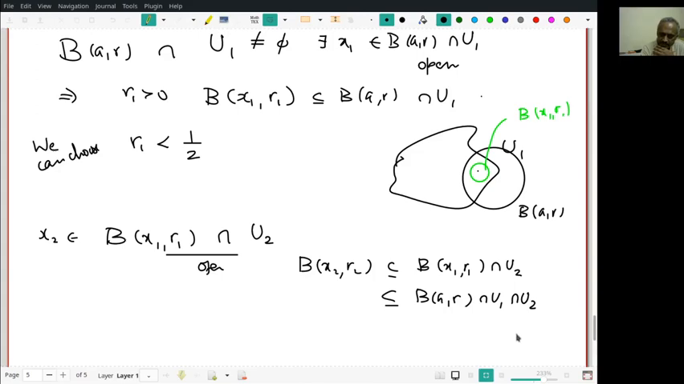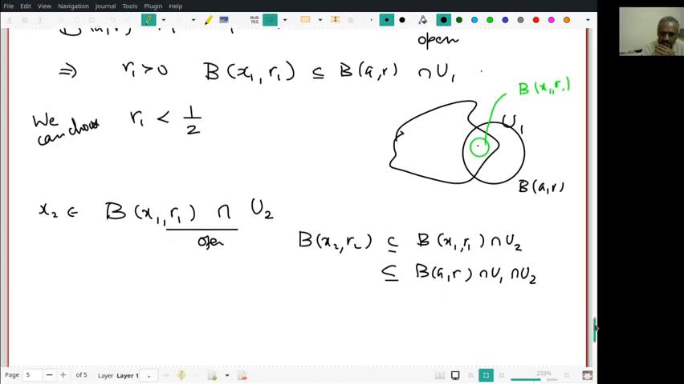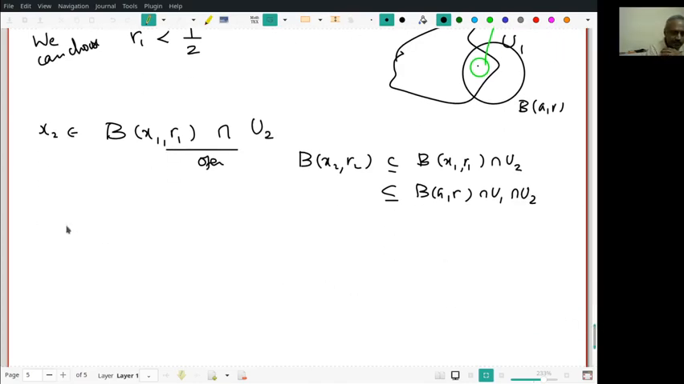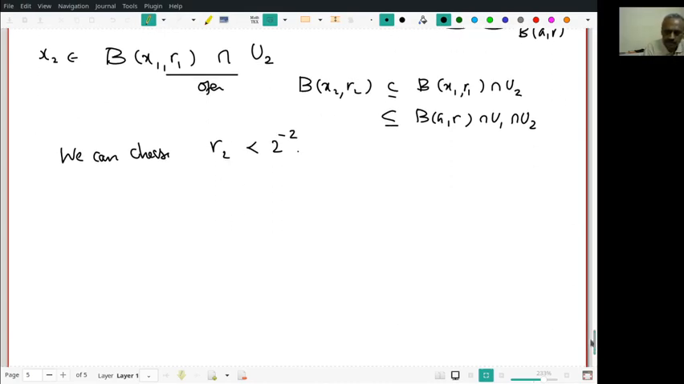Is that okay? So what I am saying, imagine the same picture. This is my U2, this is my B(x1, R1), this is my x2, and this is my B(x2, R2). As earlier, we can choose an R2 so that R2 is less than 2 to the power minus 2, that is 1 by 2 square. Right? Okay. Now we want to proceed by induction.